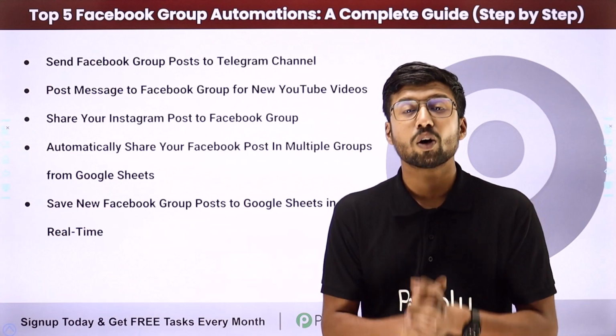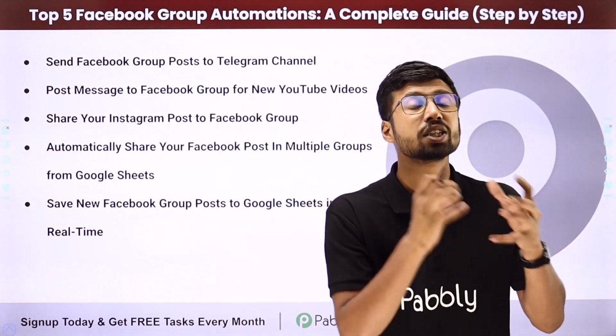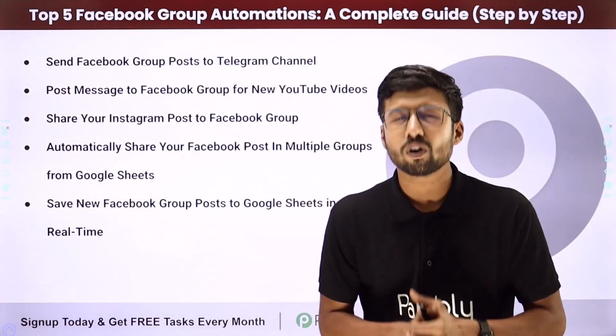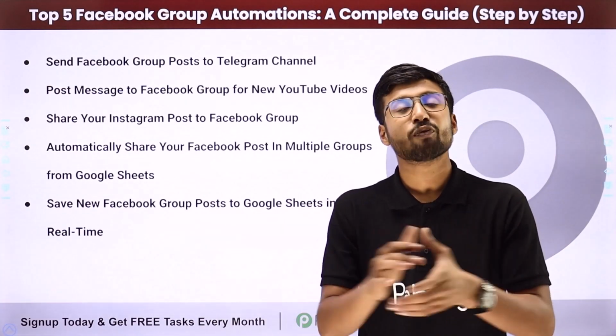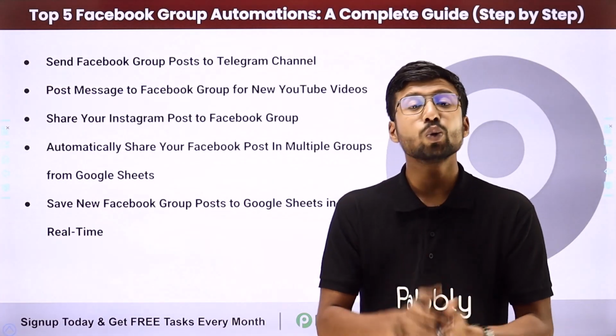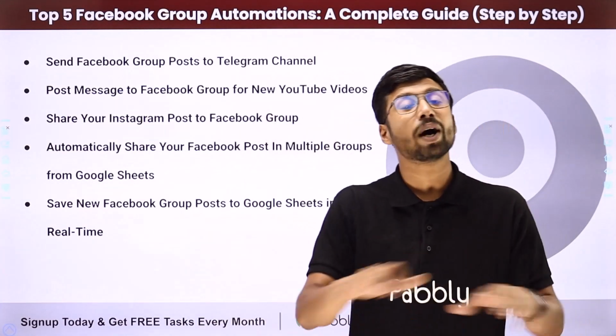Also, you can create an automation workflow using which, from a Google Sheet, you can share the same post on multiple Facebook groups that you have. The possibilities of automation are endless. So without any further delay, let's start with this complete guide, and we are going to show you a step-by-step process of how you can set up all of these automations by yourself.